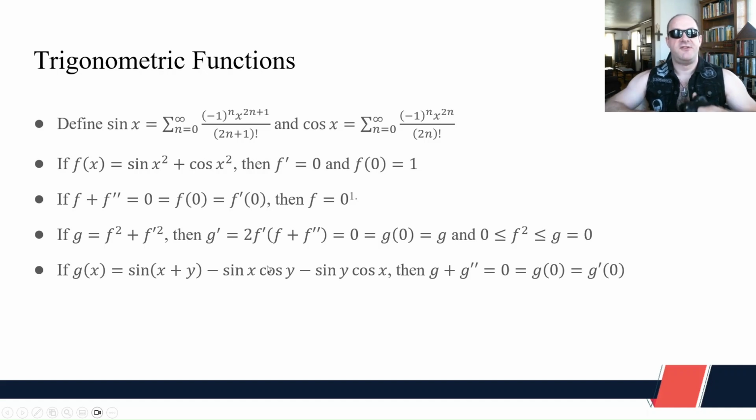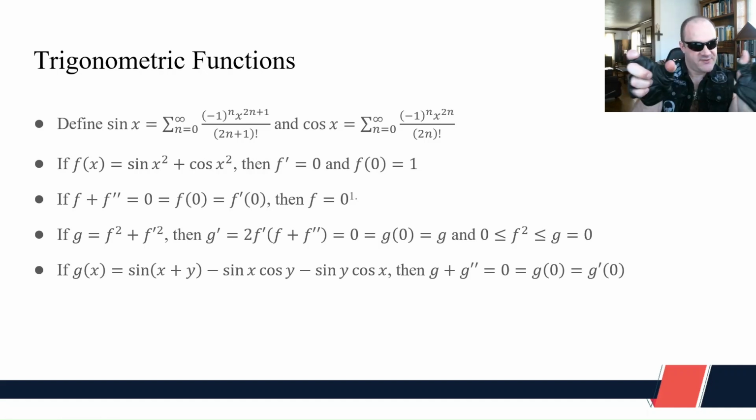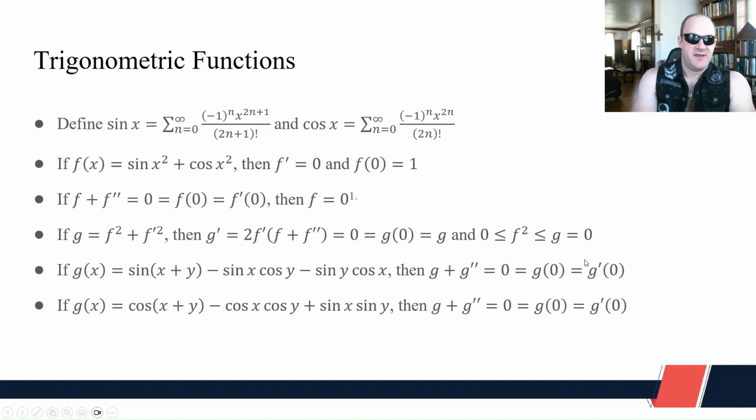And so what you do is you simply take the formula for the sine of two numbers, you move everything to one side, and you simply call that g of x for your favorite y. And when you define g of x that way, you find that g of x has exactly the requirements of the lemma, that g plus g double prime is equal to 0, which is equal to g of 0, which is equal to g prime of 0. And similarly, you can do that for the cosine to get the cosine of the sum of two numbers.